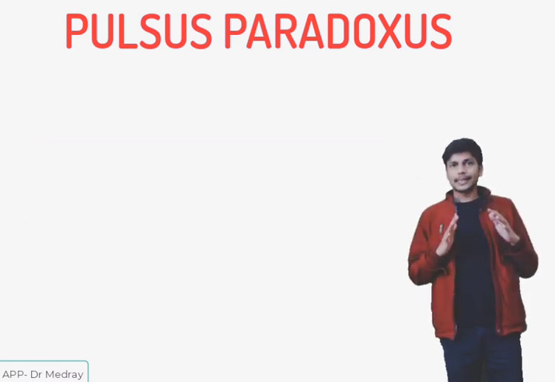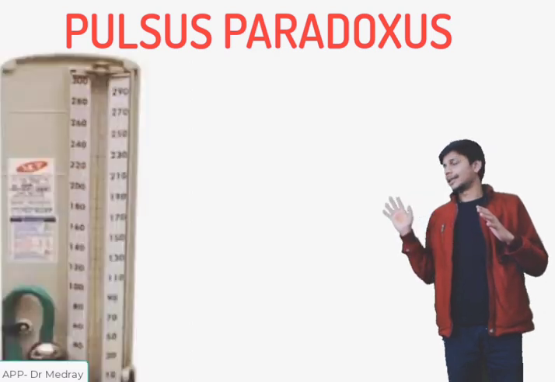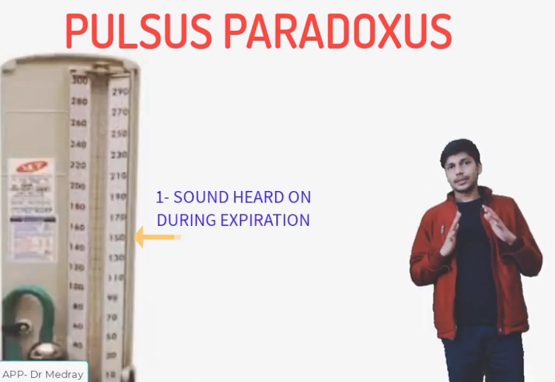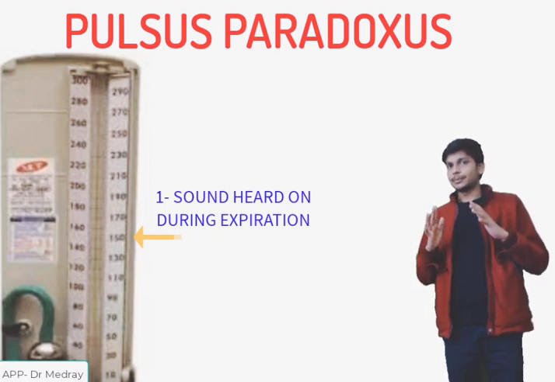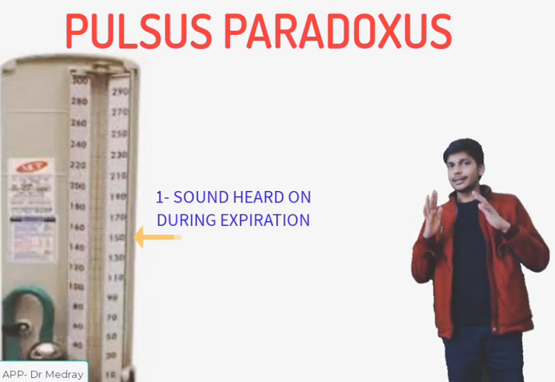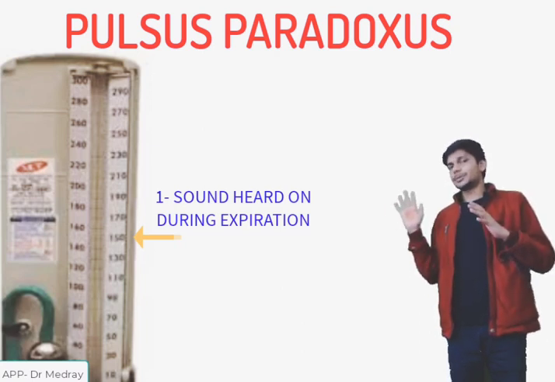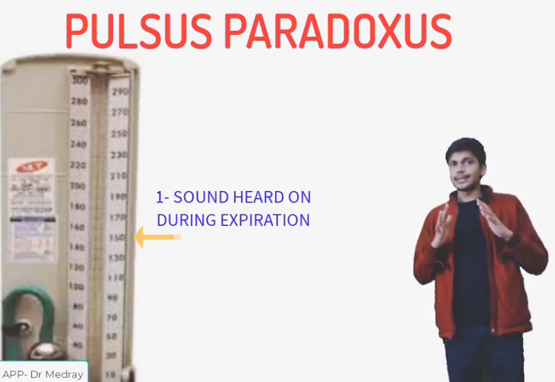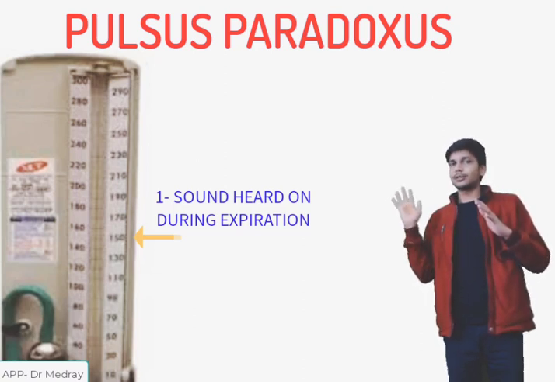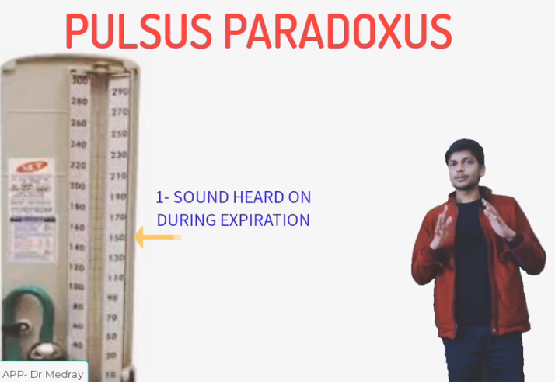How to measure for pulsus paradoxus? We start measuring the blood pressure, and the first Korotkoff sound will be heard only during expiration, because during inspiration the Korotkoff sound will not be heard, as the stroke volume is reduced to such an extent that the Korotkoff sound will not be produced because of low pressure in the arteries.